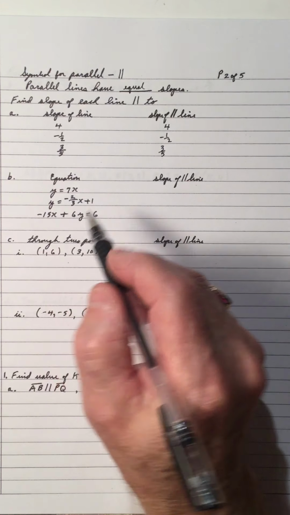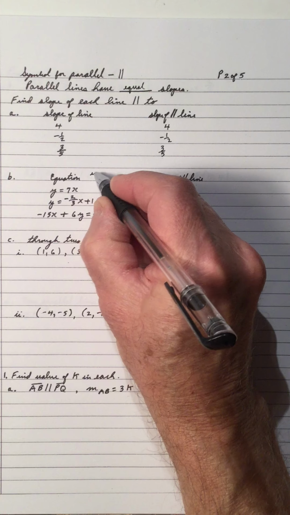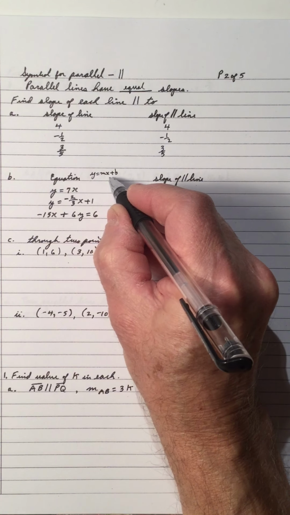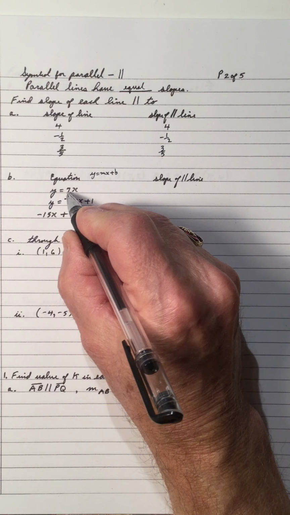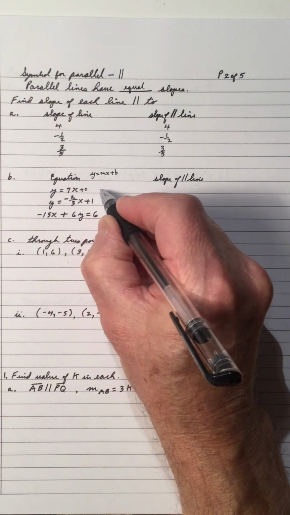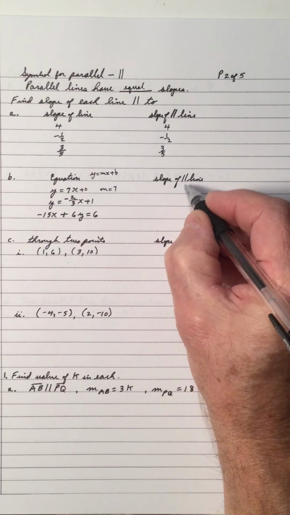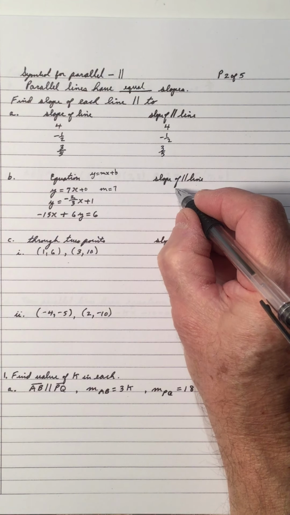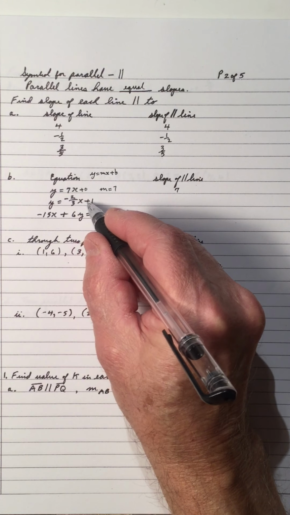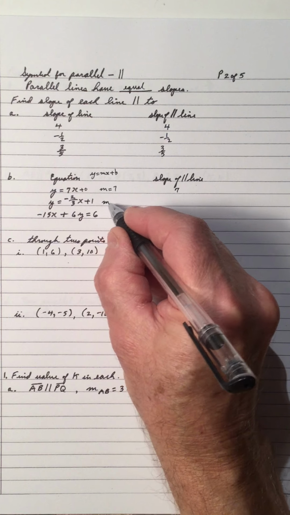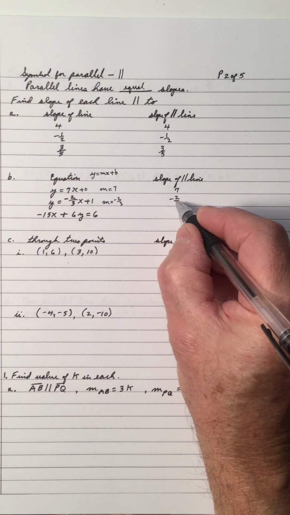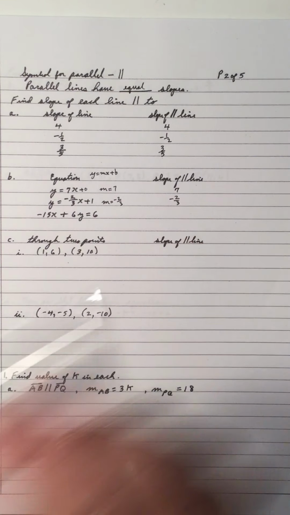If you have an equation, and the equation is y equals mx plus b, where m is the slope. So in this equation, y equals 7x plus 0, the slope is 7, so the parallel line has a slope of 7. Y equals negative 2/3 x plus 1. The slope is negative 2/3, so the parallel line has a slope of negative 2/3.